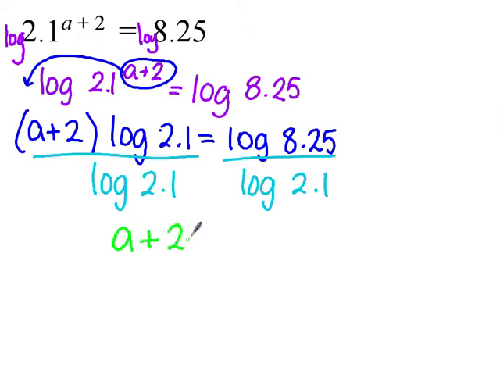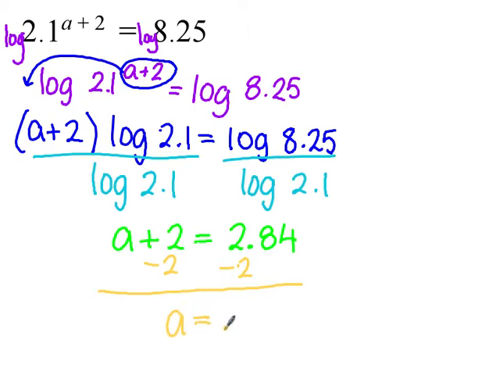On the right side, I need to use my calculator and take log of 8.25 divided by log of 2.1. What do I get there? 2.84. Somebody else get that? Yep. Okay, so then now I need to solve for a, so what do you need to do? Subtract 2, and there you go. So what is your final answer going to be? 0.84. There you go.